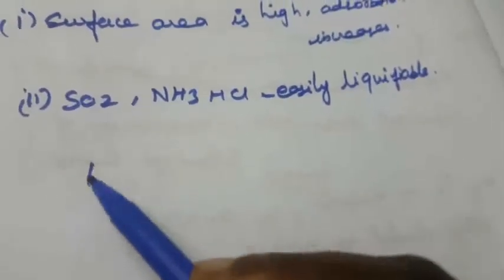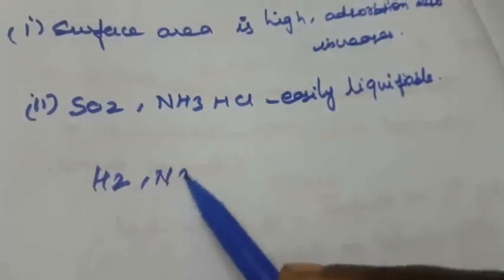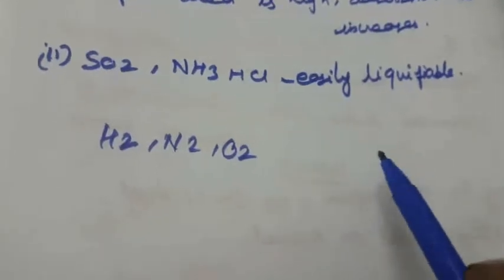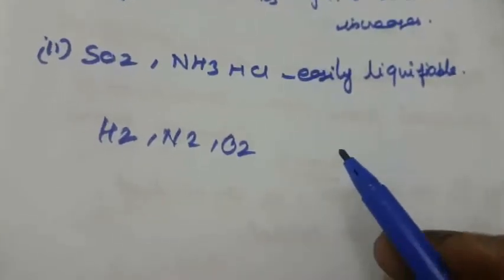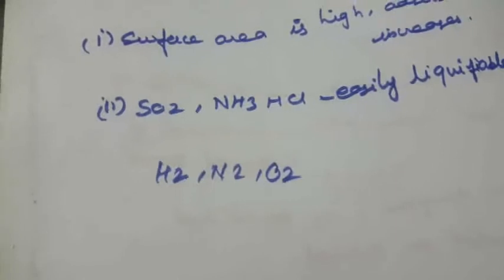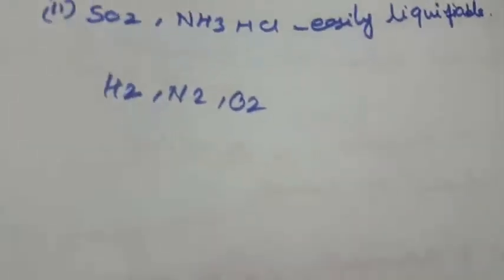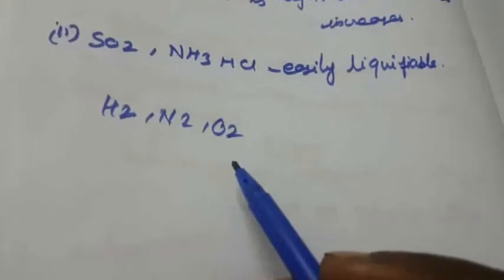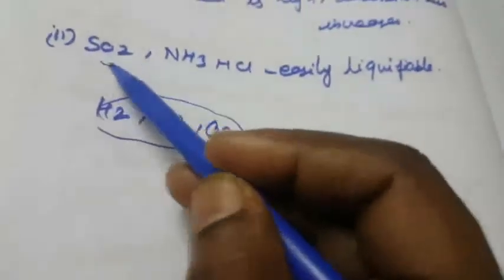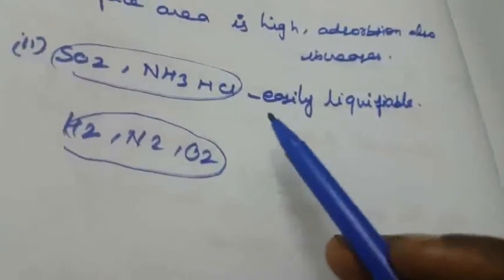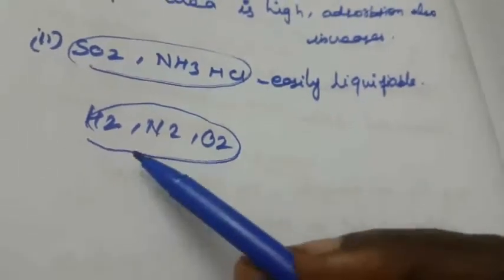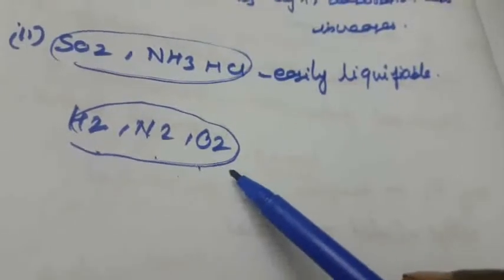On the other side, the permanent gases like hydrogen, nitrogen, oxygen cannot be liquefied easily. These permanent gases have low critical temperature. At a particular temperature only these gases will be adsorbed. But the easily liquefied gases are easily adsorbed, with greater van der Waals force of attraction.